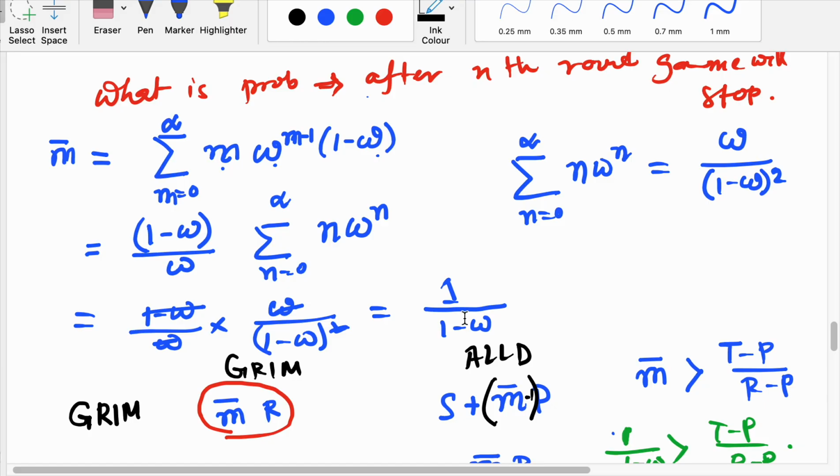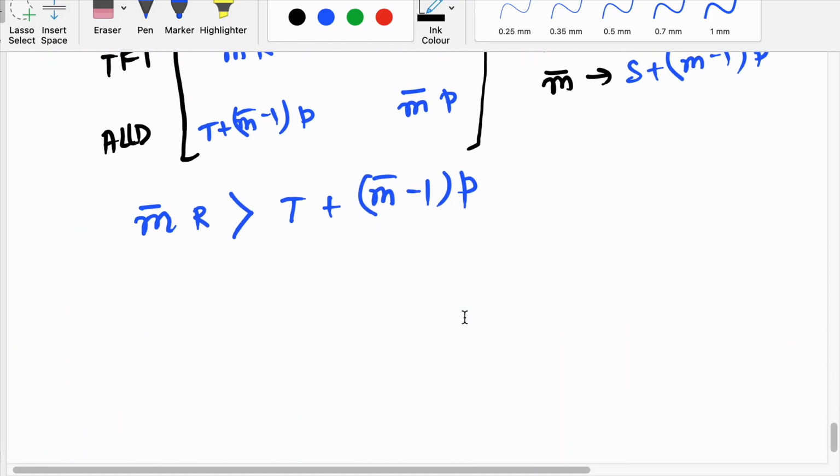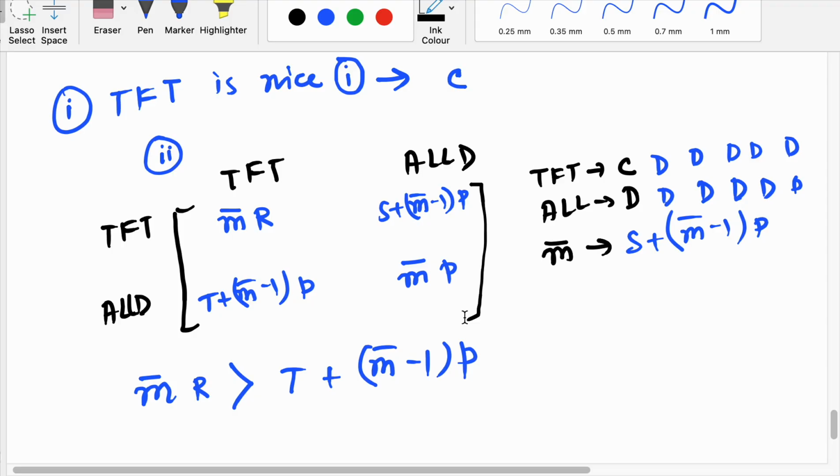Then I am saying that since there is no tomorrow, the game is played only probabilistically, so on average what will be the expected number of rounds I will play? That will be m bar. Then if I play on expected m bar rounds, how much payoff will I get on expectation? That is what I have written here.